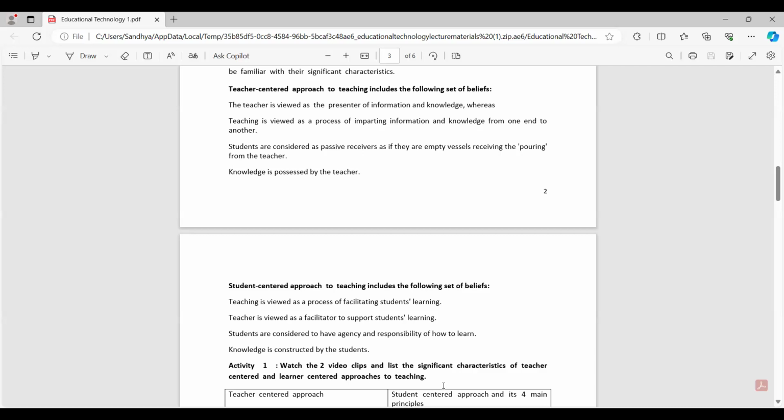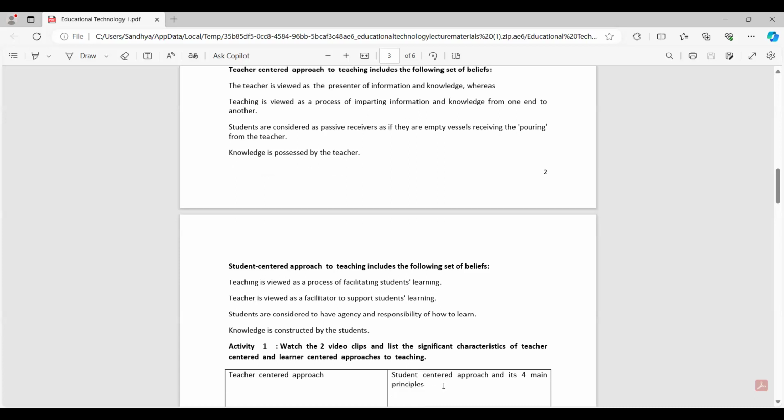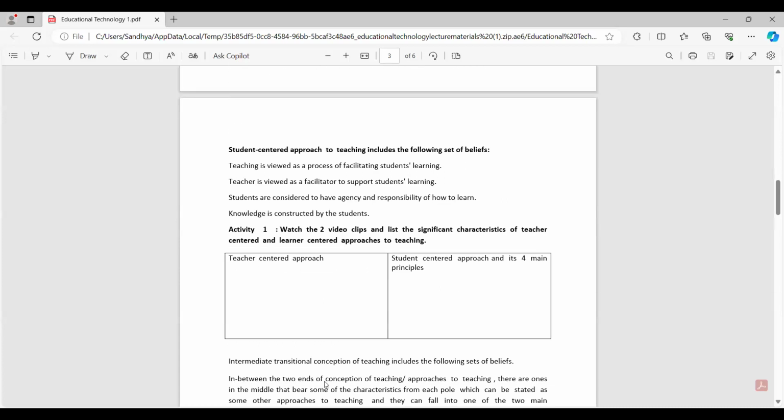Okay. Now let's see. I want you to have pen and paper with you, a piece of paper, and you are making notes while discussion is going on. So you can have teacher-centered approach and student-centered approach. One full page divided into two columns. The first column is teacher-centered approach to teaching, and the second column is student-centered approach to teaching. Have you done that?